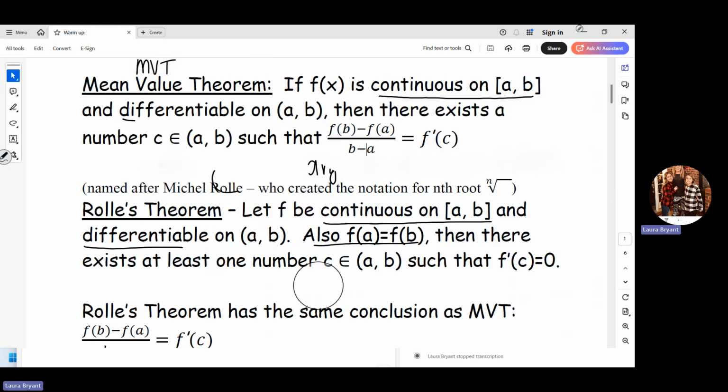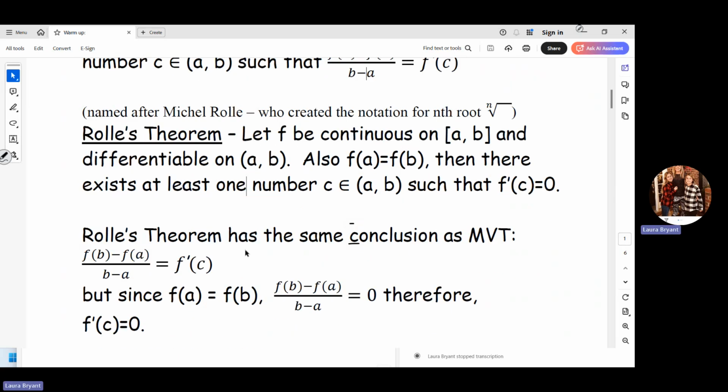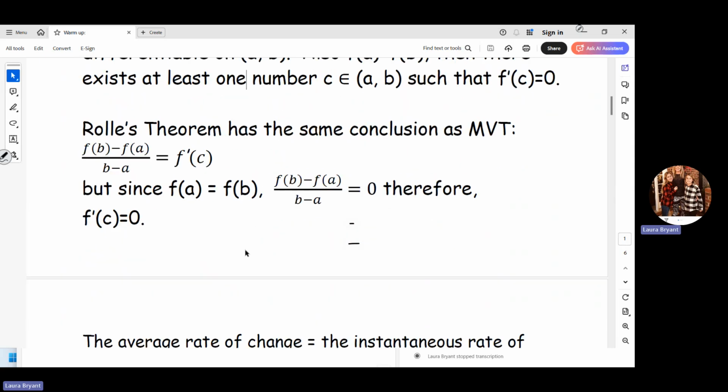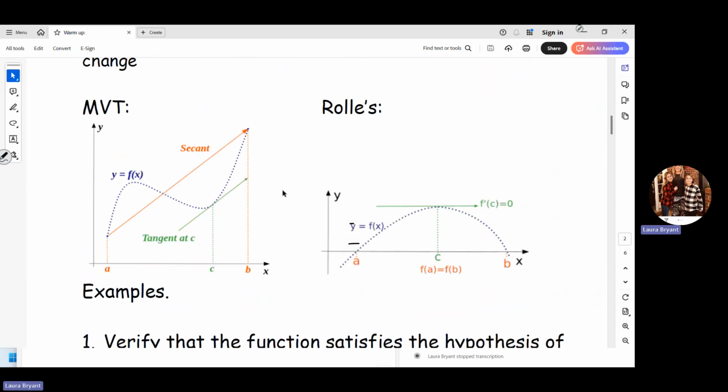Below this is kind of an explanation on finding the slope between two points where the y values are the same. So Rolle's theorem has the same conclusion as the mean value theorem. It's just that the slope between two y values that are the same would be 0. Okay, let's look at a visual of what I'm trying to explain with these theorems.